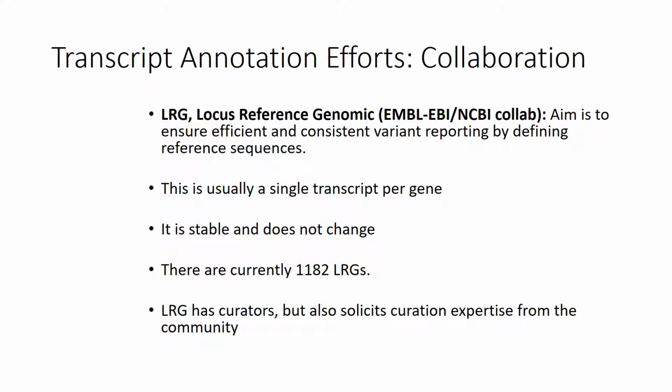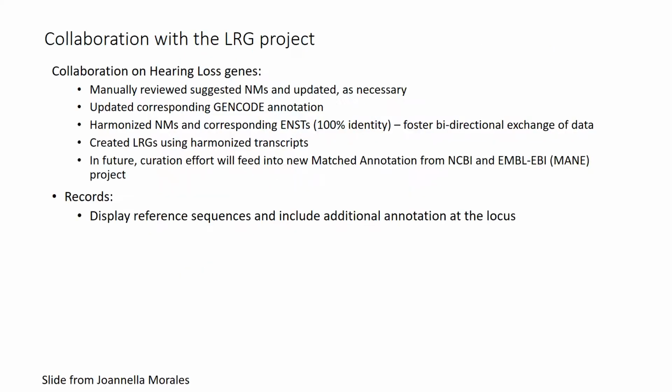LRG has curators, but it also solicits transcript curation from content experts. For example, we have curated 100 or so hearing loss genes, and we worked with LRG to submit those curations and generate LRG transcripts for all of those genes. This is the workflow that the LRG effort used for incorporating our hearing loss transcript curation. As a part of this effort, NMs and ENSTs are 100% harmonized, and an LRG is created using these harmonized transcripts. This effort will feed into the main effort, which I'll discuss shortly.